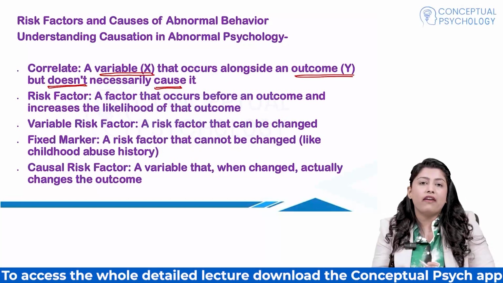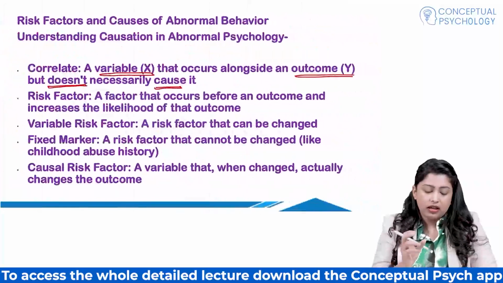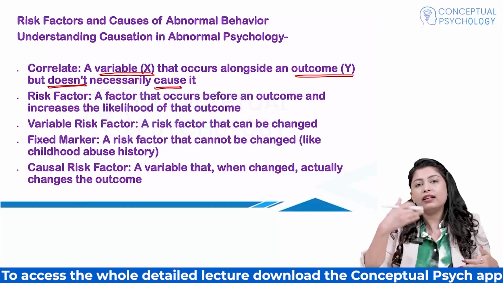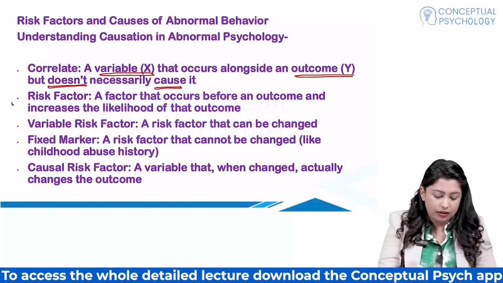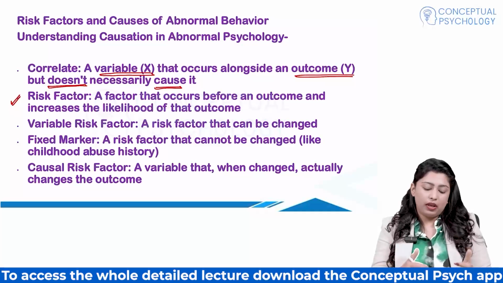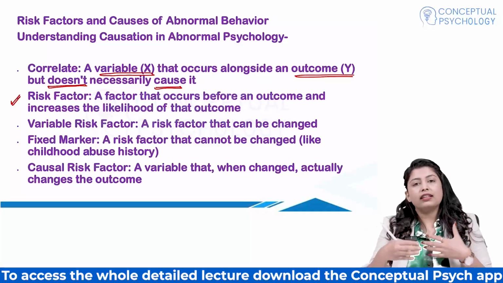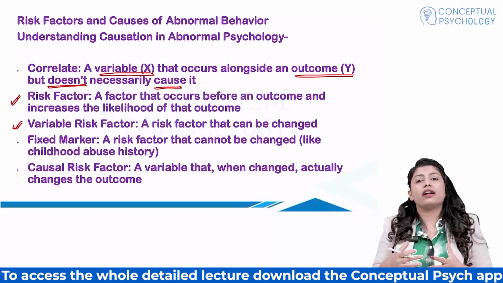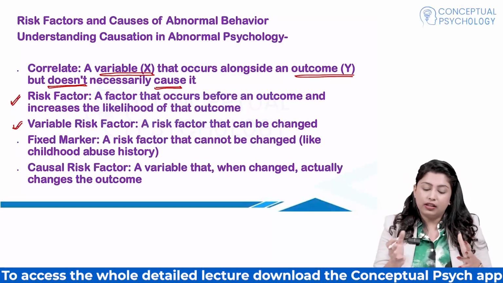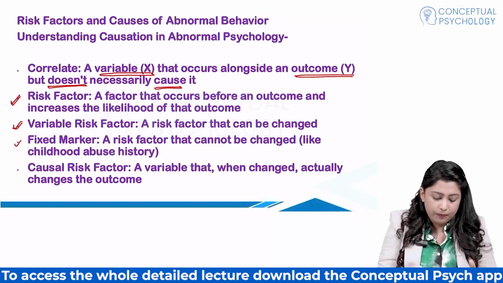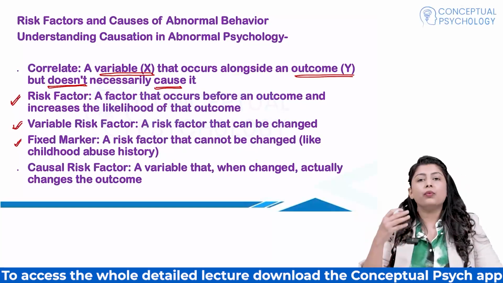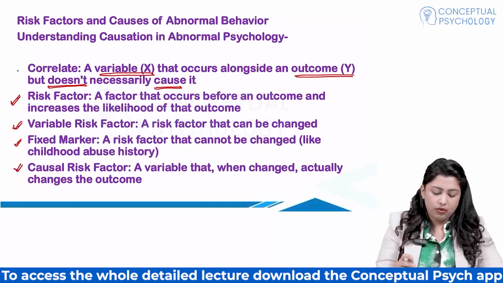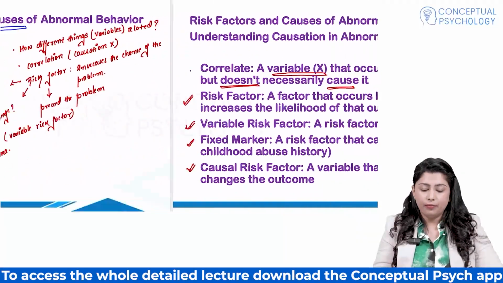Then how can you define a risk factor? We just studied about it. A risk factor is a factor that occurs before an outcome and increases the likelihood of that outcome, right? Then what is a variable risk factor? A risk factor that can be changed. What is a fixed marker? A risk factor that cannot be changed, like childhood abuse history. Okay. Now, what is a causal factor? A variable that when changed actually changes the outcome. So, I have just explained all of these to you.